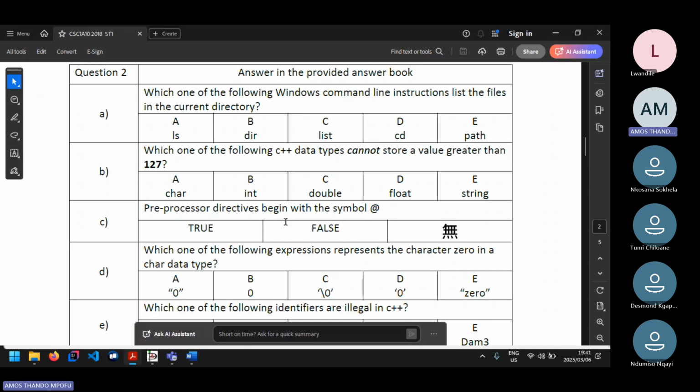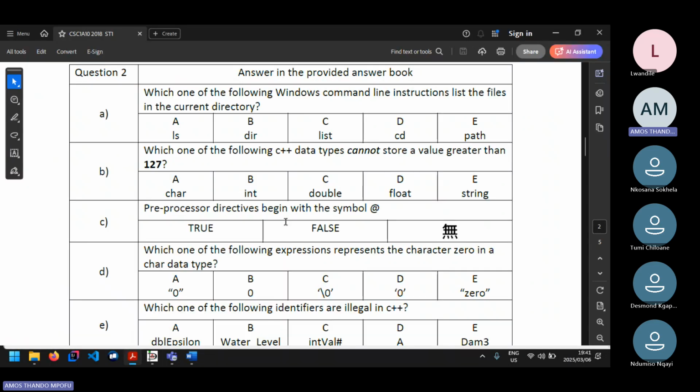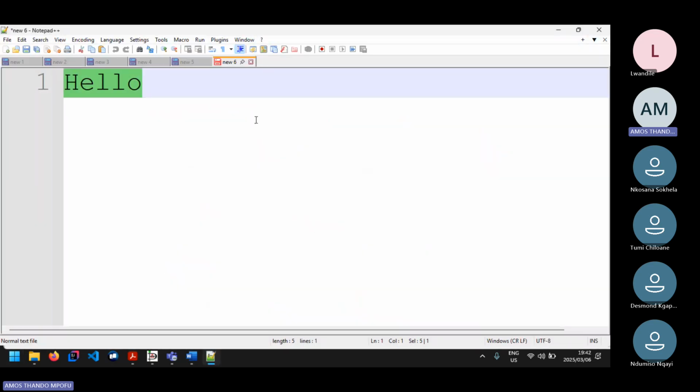Okay. So answer in the provided answer book, right? You guys will be given the answer book. So that's where you'll be writing answers. Which one of the following Windows command line instructions list the files in the current directory? So in terms of things like terminal stuff, like the command line, or the terminal or the console, there are different commands that you can run to do certain things.